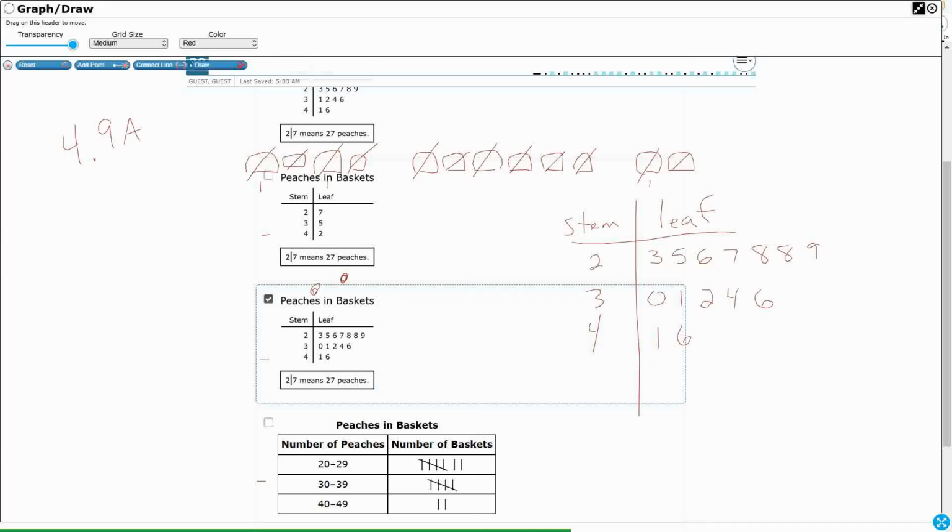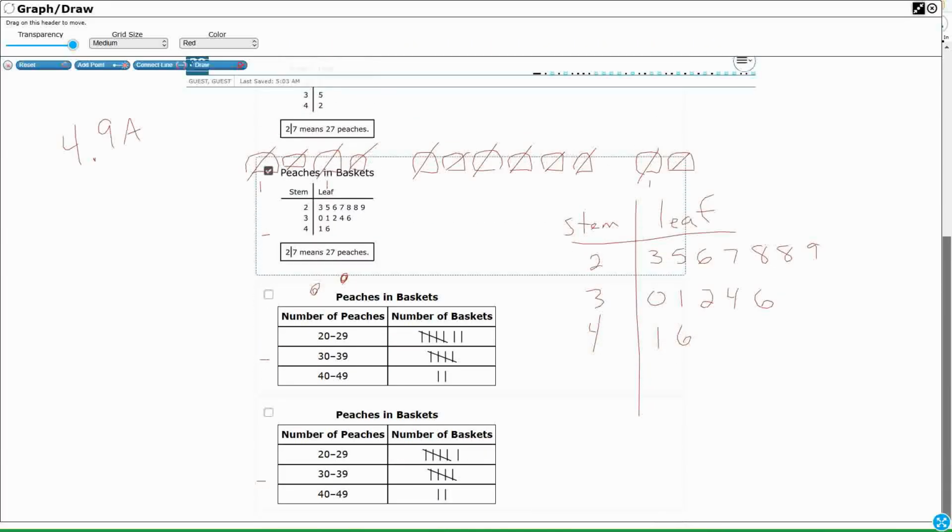Now, once I've done this, getting my tally chart is going to be fairly easy because I just need to count how many of these I have, right? Because this is going to end up being 20 to 29. This is going to be 30 to 39. This is going to be 40 to 49. 1, 2, 3, 4, 5, 6, 7. So I need to do 1, 2, 3, 4, 5, 6, 7. And I got 1, 2, 3, 4, 5 on the 30s, and then 2 on the 40s.